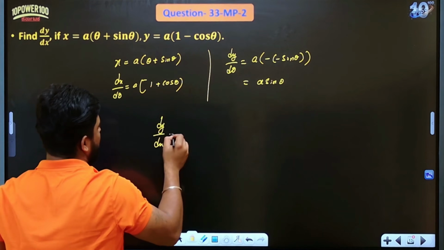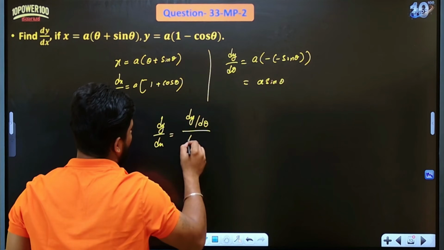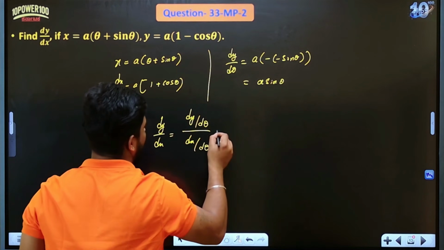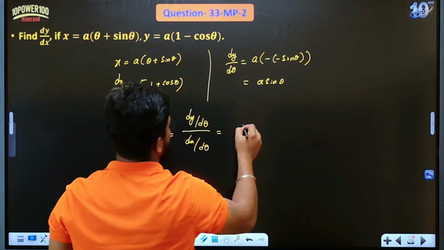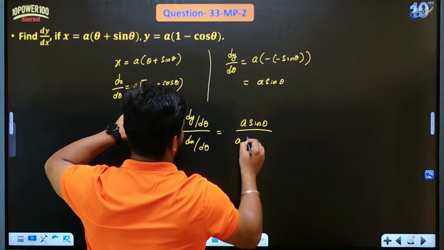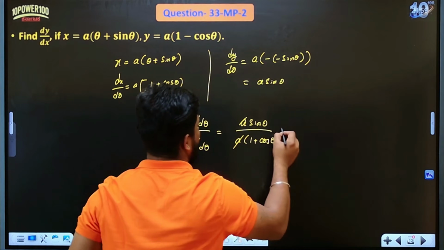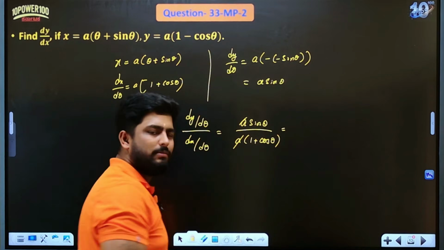dy by dx is equal to dy by d theta divided by dx by d theta. What is dy by d theta? It is a sin theta. So a sin theta divided by a of 1 plus cos theta. So a and a cancel out. Sin theta over 1 plus cos theta is the answer.